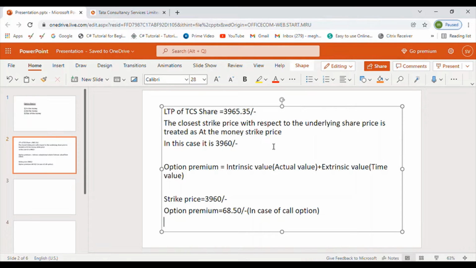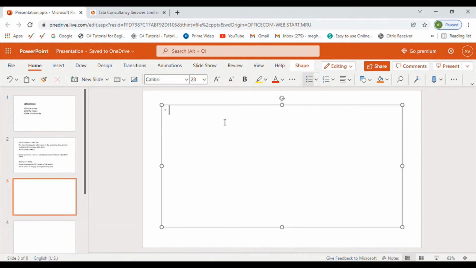Now, how much is actual value and how much is time value for this option premium? So the actual value is the difference between the underlying share price minus the strike price that is selected. In this case, it is 3,965.35 minus 3,960, which is basically 5 rupees 35 paise, and this is the actual value, the real value for the option contract.